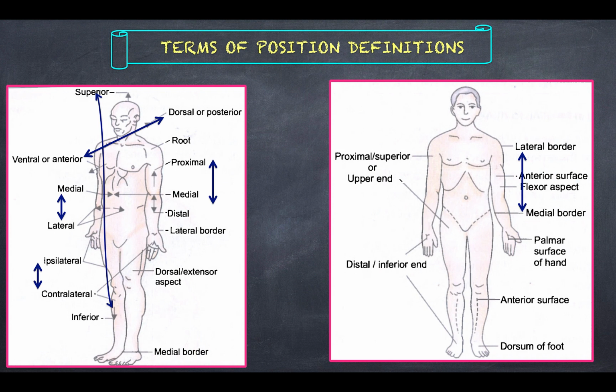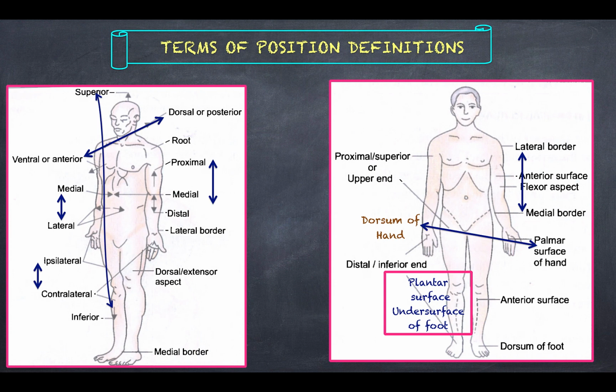Then the lateral border of the arm is like this. In the hand, the front is palmar, as we saw that a palm has to face forward. When we turn the hand backward, it is the dorsum of the hand. In the foot also we have different terms. The dorsum of the foot is the one which you see on top, and the plantar surface is the one on which you are standing, underneath. These dorsal and plantar terms are used in relation to the foot only.